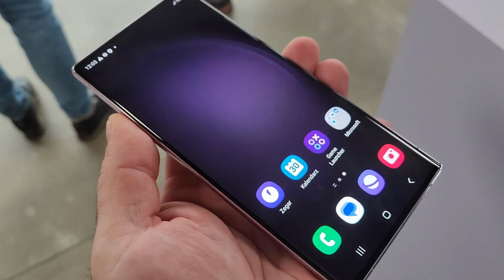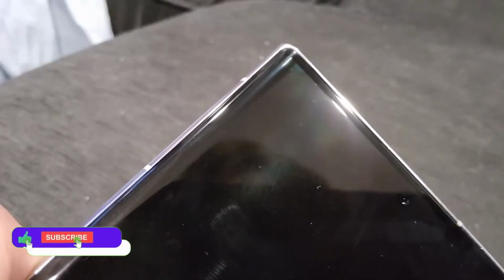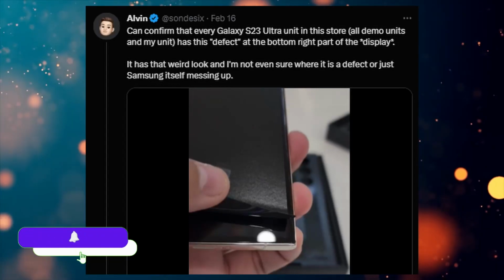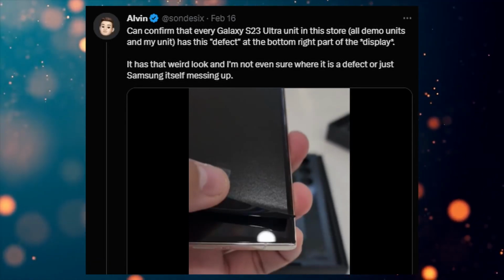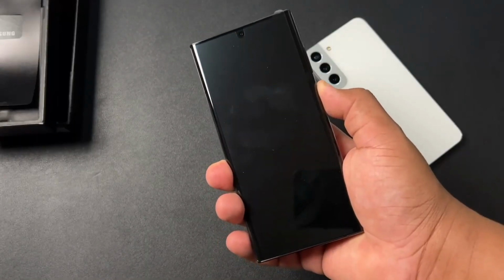Now, some people did see this bubble if you put the phone at a certain angle and some don't, but as per L1, it happens to all Galaxy S23 Ultra units, including the demo ones and his own unit. Samsung also explained why it happens.